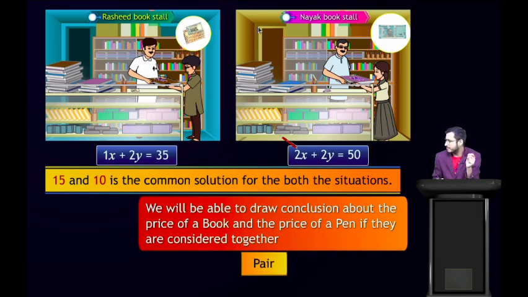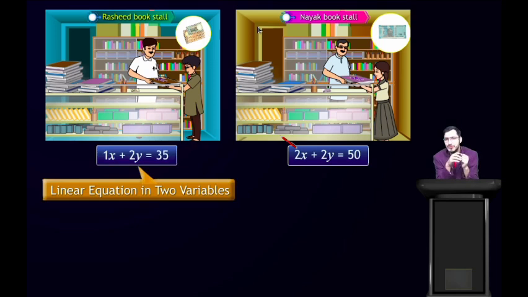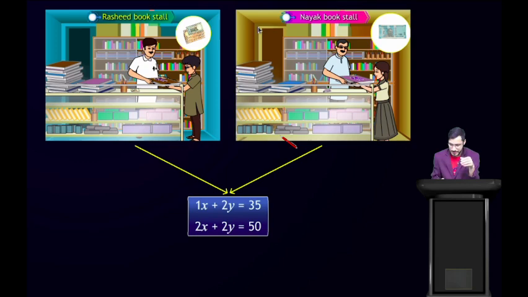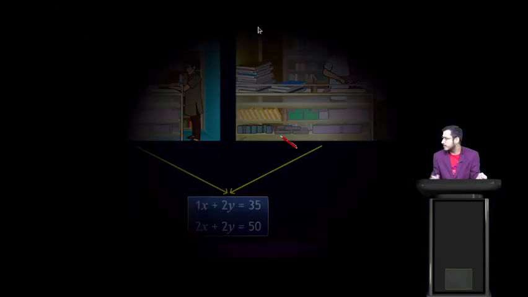Pair, that means pair. So linear equation in two variables. Okay, because here two variables x and y, and a pair of linear equations in the same two variables x and y. You can see x and y, x and y. So here both the equations are linear equations in two variables. And when we say pair of linear equations, that means you can see two equations together, so we can say pair of linear equations in two variables x and y.